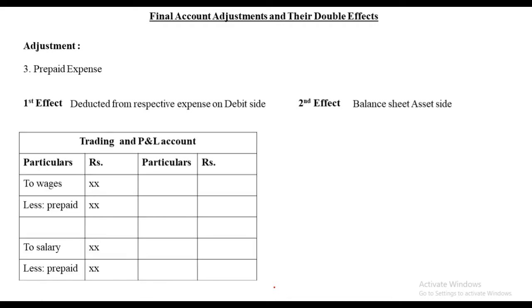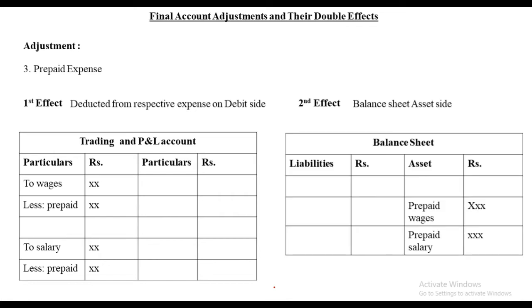Now for example, let's say in your trading account, if you have prepaid wages, then it will get deducted from wages. If you have an example of prepaid salary, then it gets deducted from salary. That is in your trading and in your P&L account. The second effect, only the prepaid values will appear on the asset side of the balance sheet. That is adjustment number 3.